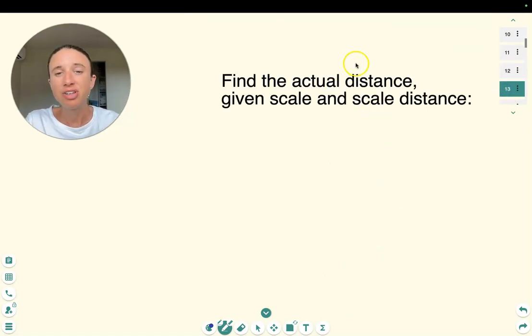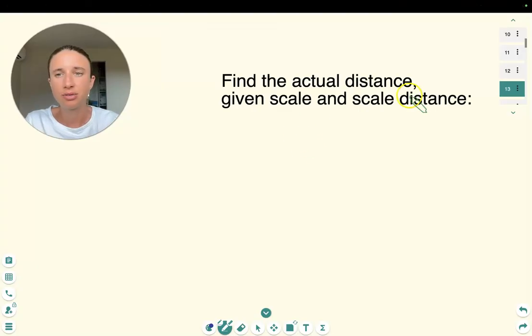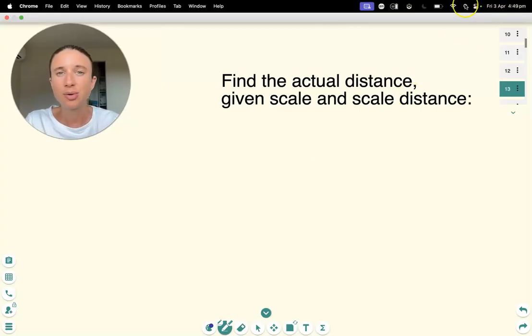And in the next video, we're going to look at finding the actual distance given the scale and the scaled distance. Okay, so I will see you then.